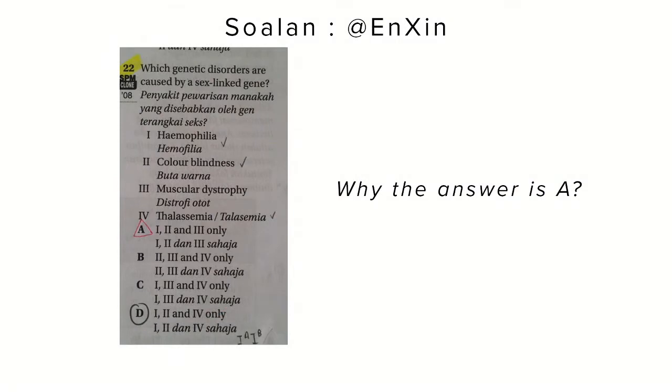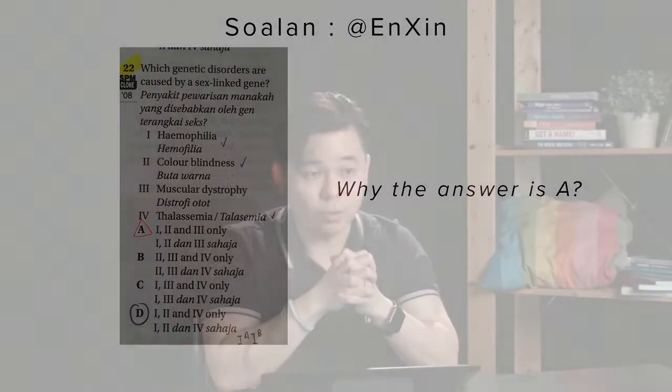I think your main point is that since you circled D, you can understand that 1 and 2 are confirmed correct. Just 3 and 4 are the part where you feel a bit confused. So just to clarify, muscular dystrophy here, yes, is a sex-linked gene. So it normally attacks males more than females. Okay, next one first.